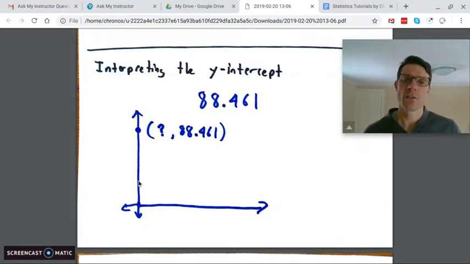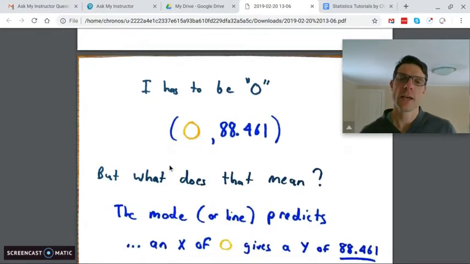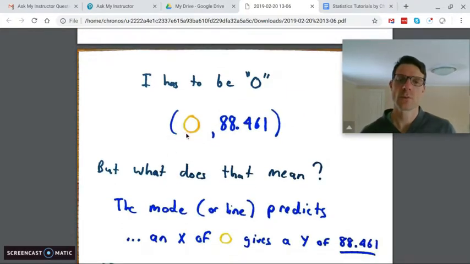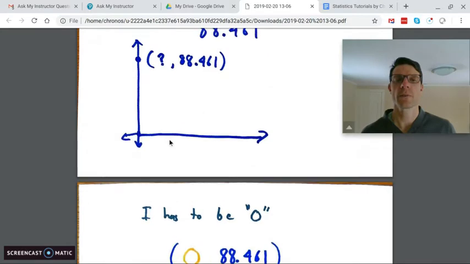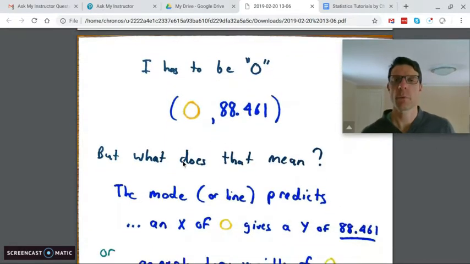Because if it was anything other than 0, if it was positive, this point is going to be over here somewhere on this side of the y-axis. And if it's negative, it's going to be somewhere over here on this side of the y-axis. Okay, so the x-coordinate has to be 0. So really, this y-intercept is the point 0, 88.461. But what does that mean in terms of our model, in terms of our regression line?